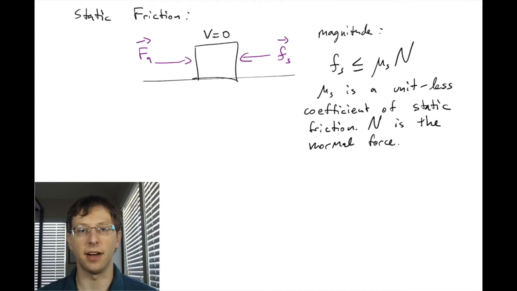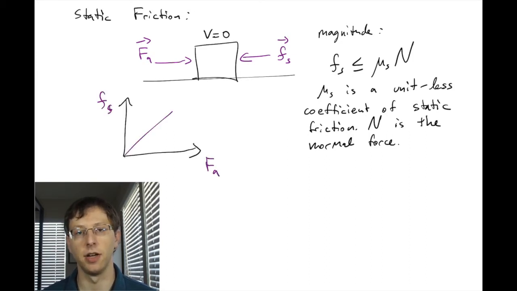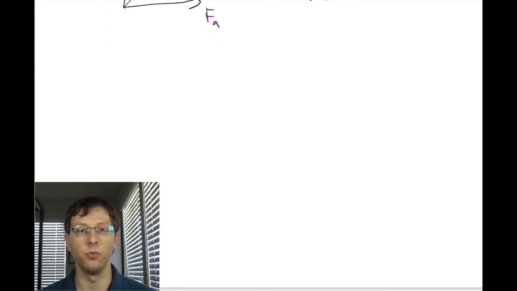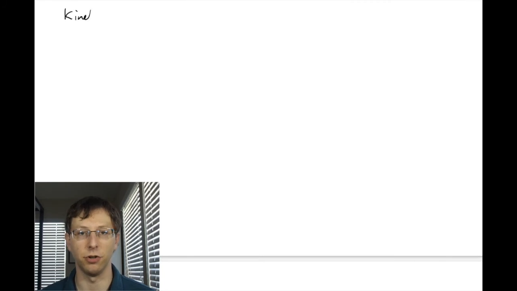So you'll notice in that formula that there's a less than or equal to sign there. And what that means is that if you push against an object, the force of static friction pushes harder and harder the harder you push in order to prevent motion, up until some maximum, at which point the object starts to move. And once it does move, the force of kinetic friction takes over.